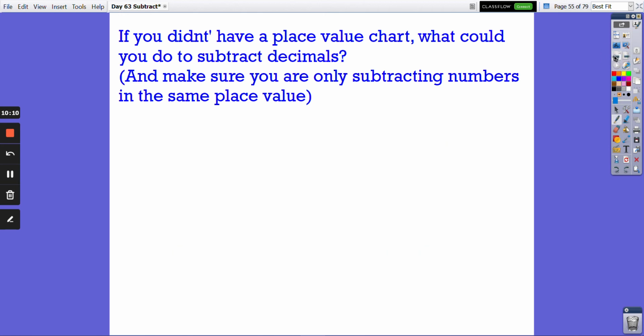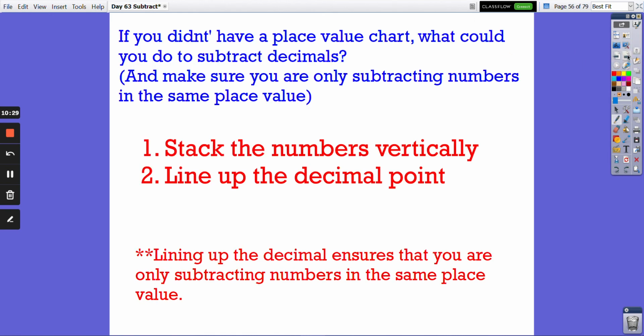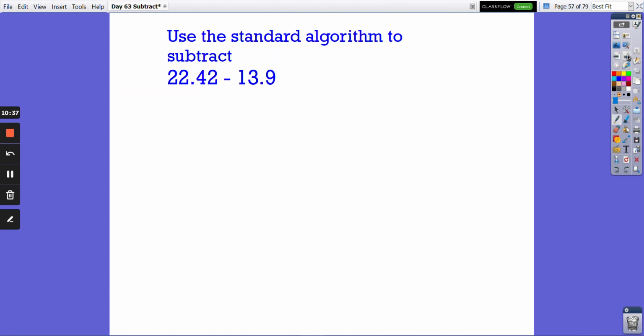If I come over here, back to our last problem, I can only subtract 5 from the ones place. I can regroup and borrow, but I cannot subtract the 5 from the 1 here. I can't subtract the 6 from the 3. I need to line up those decimal points so that I'm only subtracting numbers in the same place value. Just like addition, we should only be adding numbers from the same place value.